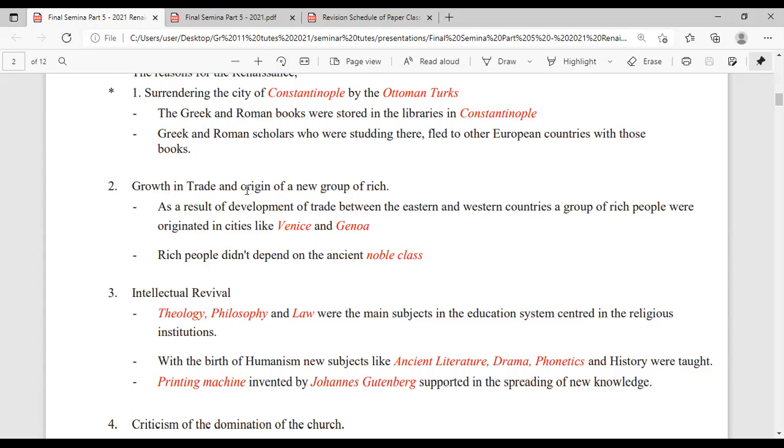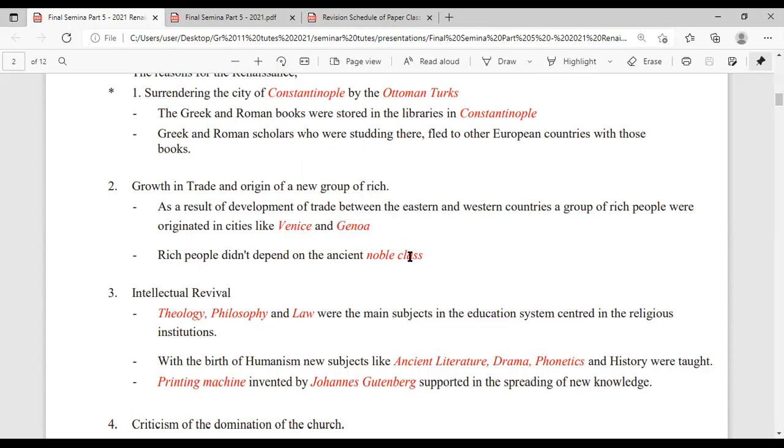Those rich families started doing what? They were living in two cities like Venice and Genoa. As a result of the development of trade between the eastern and western countries, a group of rich people originated in cities like Venice and Genoa. So then they can ask some MCQs. What are the two cities in Italy that gave birth to a developed trade?